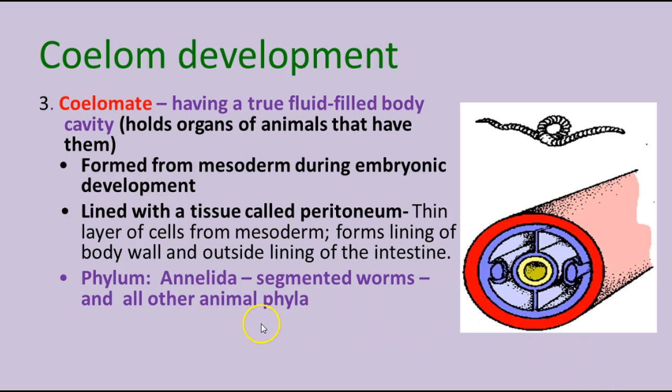The most fully developed and the most complex organisms, such as ourselves, are going to be true coelomates or coelomates. This means they do have a true fluid-filled body cavity. This protects and holds the organs in place and allows for expansion. Animals like Annelida, which will be earthworms and such, are the most advanced of all three phyla of worms. We also are going to be considered true coelomates.